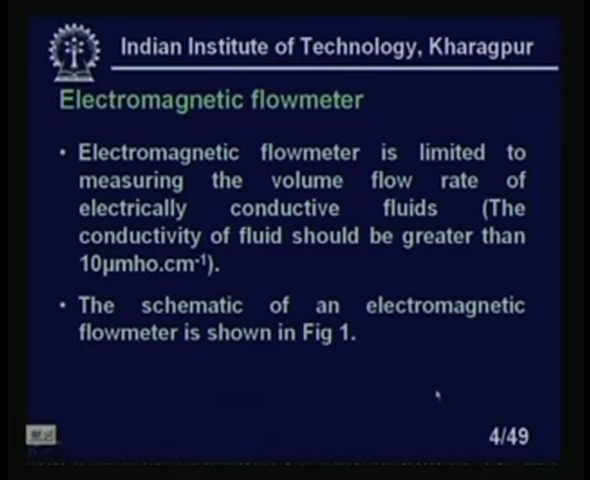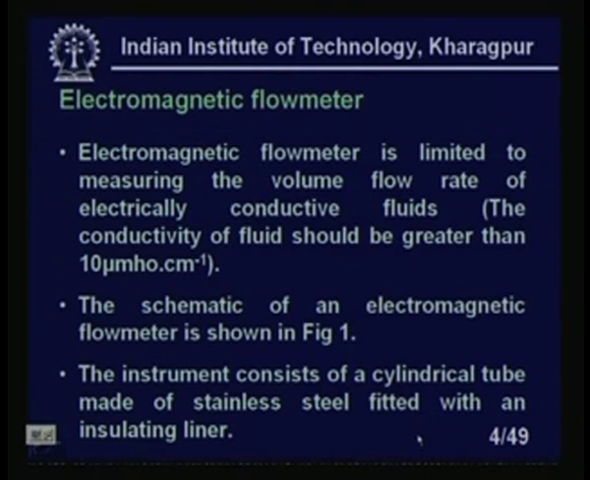Right, you will see that in some situations the pipe as well as the electrode installation will be different if the conducting liquid has a very good conductivity. The schematic of electromagnetic flow meter is shown in figure 1. The instrument consists of a cylindrical tube made of stainless steel fitted with an insulating liner. So, there should be an insulating liner, because if it is a metal tube, it will have a short circuit path.